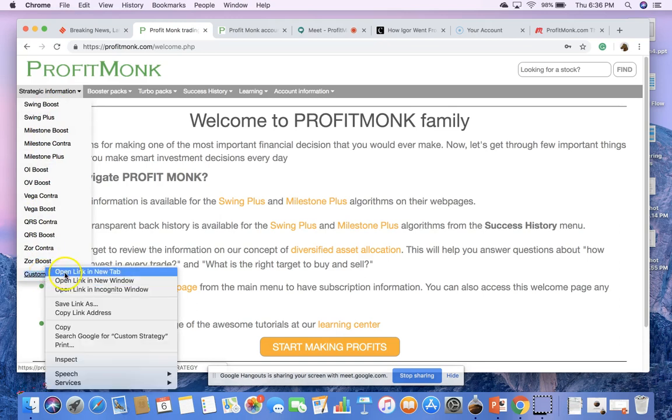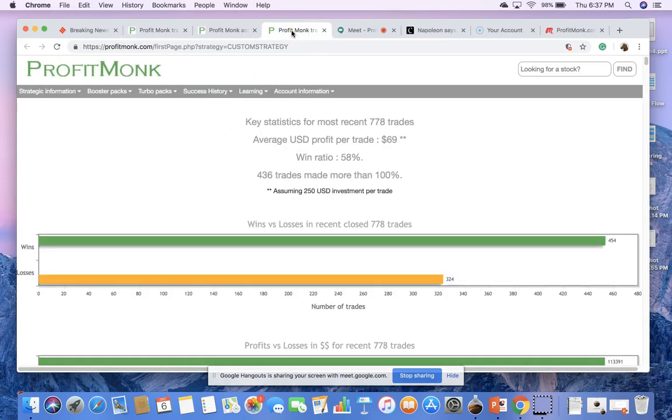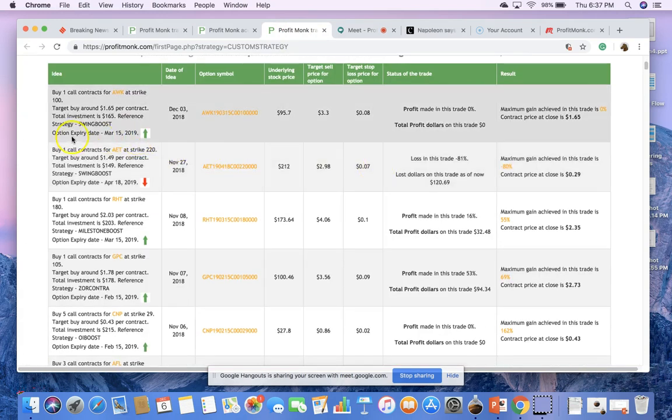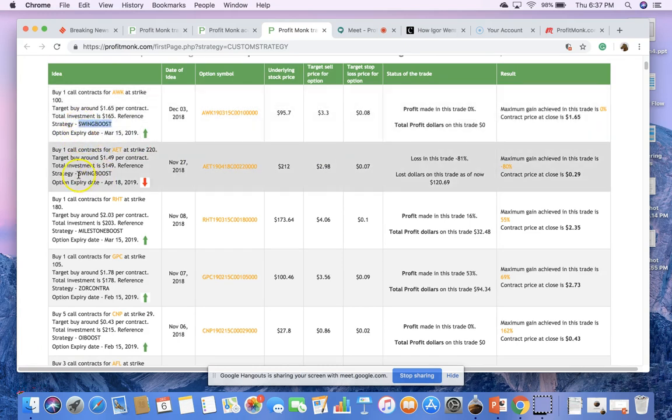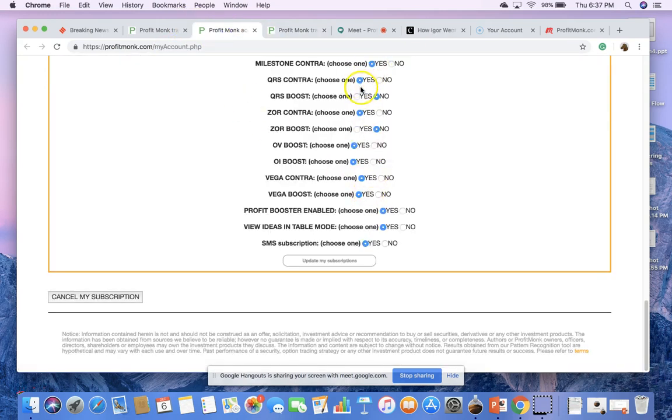So now I'm going in there. If I go in and open the custom strategy page, it's opening up, and it gives me 778 trades. We'll go later into what these are. But if you go slightly down, you can see that wherever it was a yes, you are getting those trades here. So swing boost, you are getting those trades. Milestone boost, you're getting the trades. Zor contra, you're getting the trades, and so on and so forth, because these are the selected yeses.